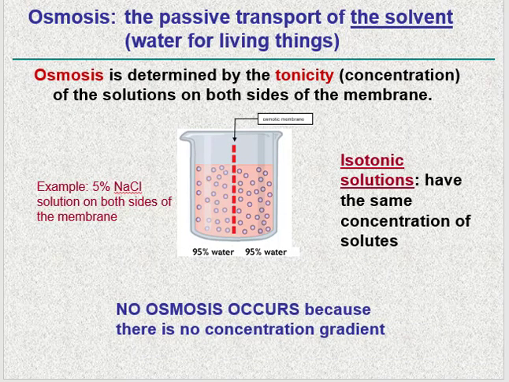Now, the movement of water across a membrane is determined by the tonicity, or in other words, the concentration of the solutions on both sides of the membrane. If the solution is the same on both sides, we call this an isotonic solution. Now, this example shows an isotonic solution that is made up of 95% water and 5% sodium chloride on both sides of this membrane. So because of that, no osmosis will occur. There's no need for anything to move because they're equal on both sides.